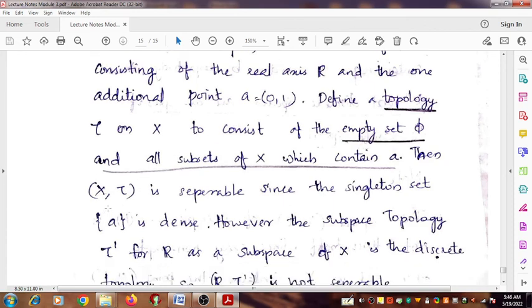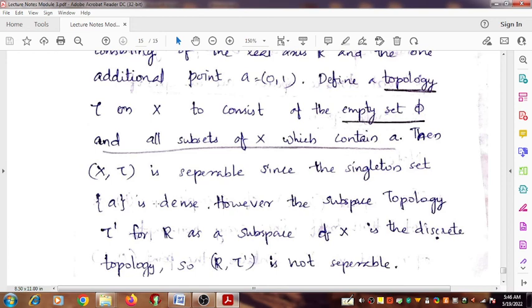Then X is separable with respect to this topology, since the singleton set A is dense. Since the singleton set A is dense, the space is a separable space.